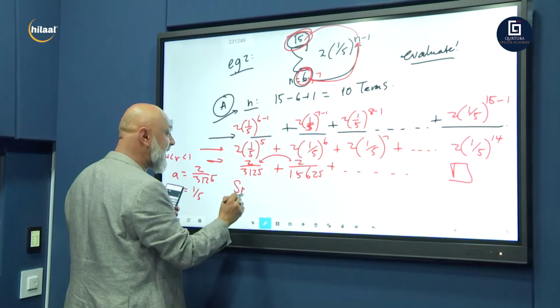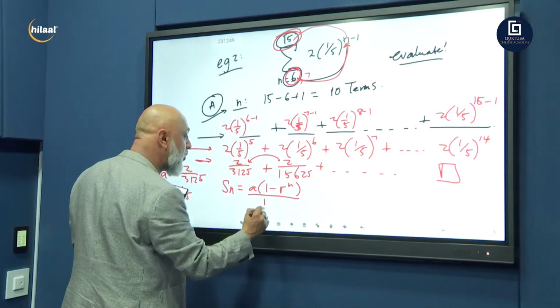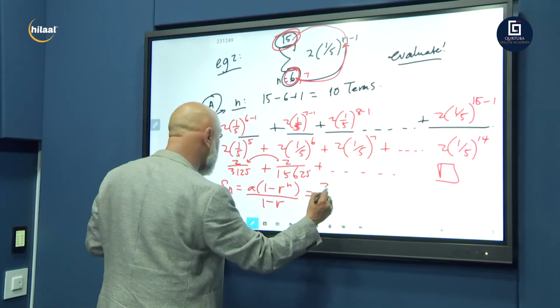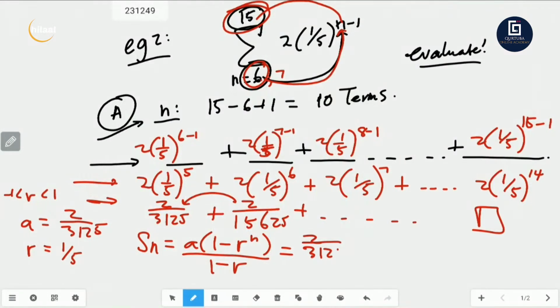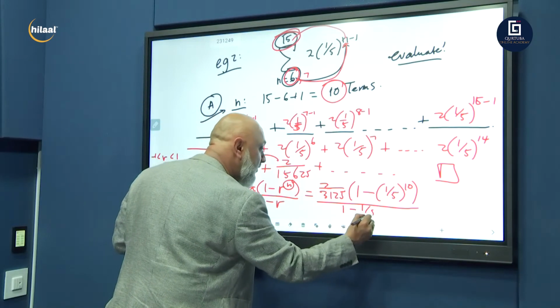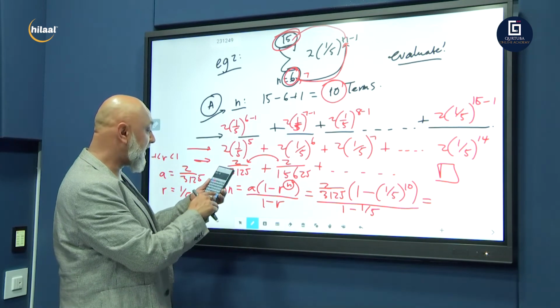So obviously we now have to use our formula. We have to use Sn equals A into 1 minus R to the power n over 1 minus R. I'm going to move over to the side. What's your A? 2 over 3,125 into 1 minus, what's R? 1 over 5 to the power n. How many terms? 10 terms. Divided by 1 minus R, 1 minus 1 over 5. Here's your final answer coming up, guys. Take out your scientific calculators.